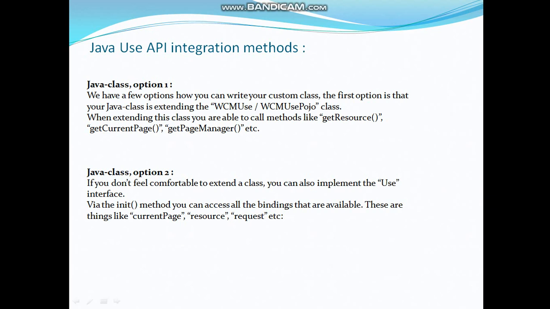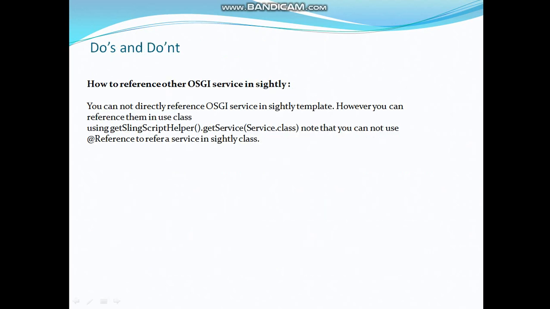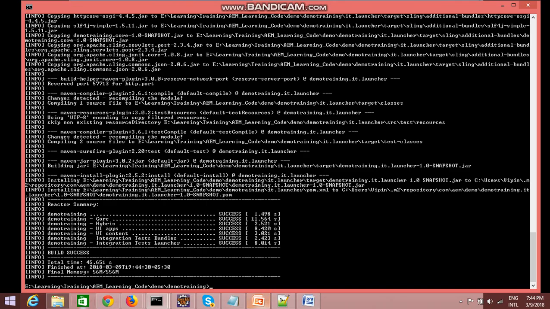The second option is to directly implement the use interface. Like current page, resource, request, I have written their properties, so you can replace those things with request, resource, current page, or whatever you want to do. We know how we can access the object of our WCM use enabled class. Okay, so let it be. Now it is successful.